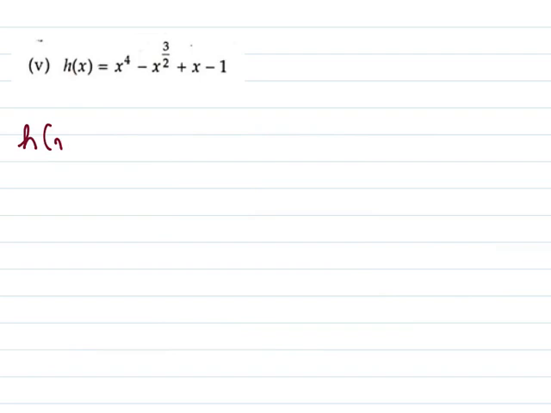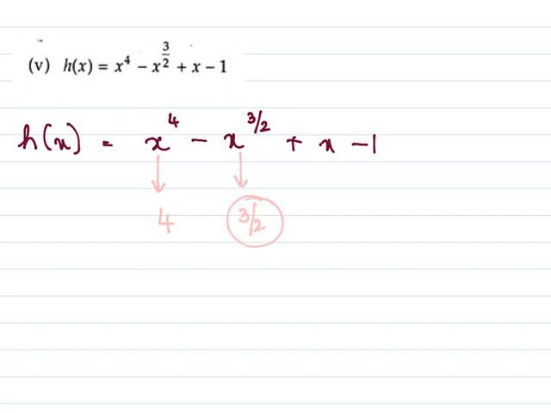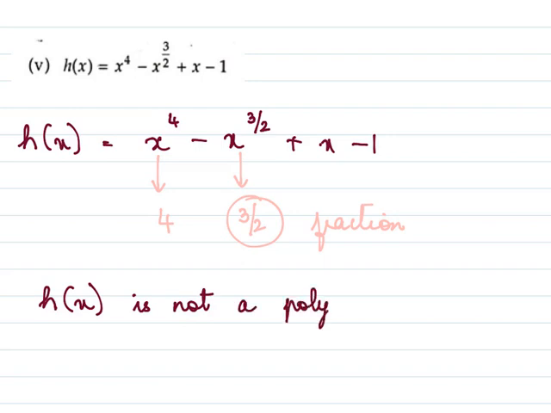Now h of x. The polynomial h of x is x raised to 4 minus x raised to 3 by 2 plus x minus 1. The power here is 4. Here it is 3 by 2. I won't even check the rest. Now this is not allowed. 3 by 2 is a fraction. If it is a fraction, we should say that the expression h of x is not a polynomial.